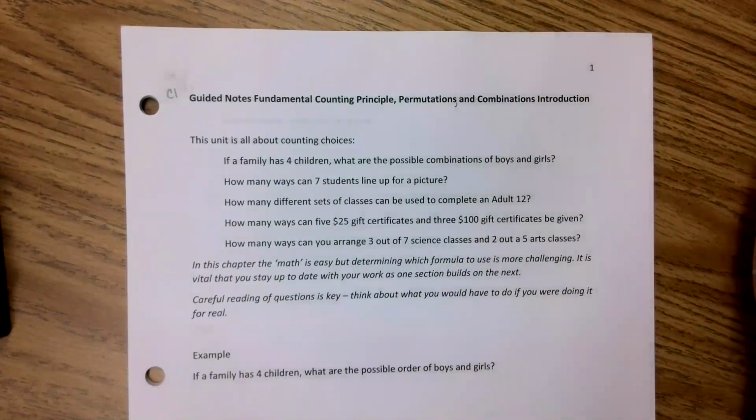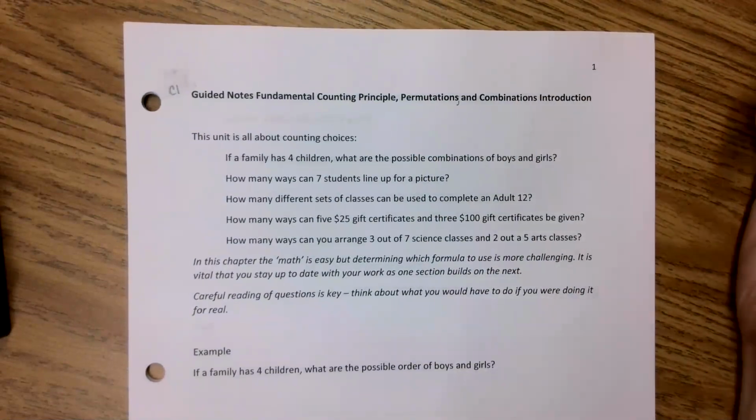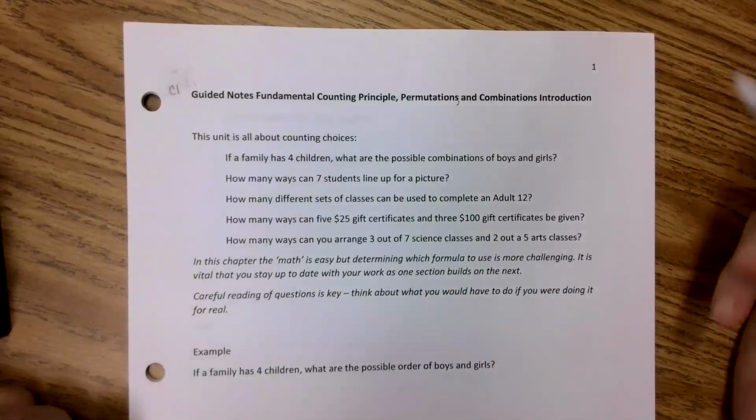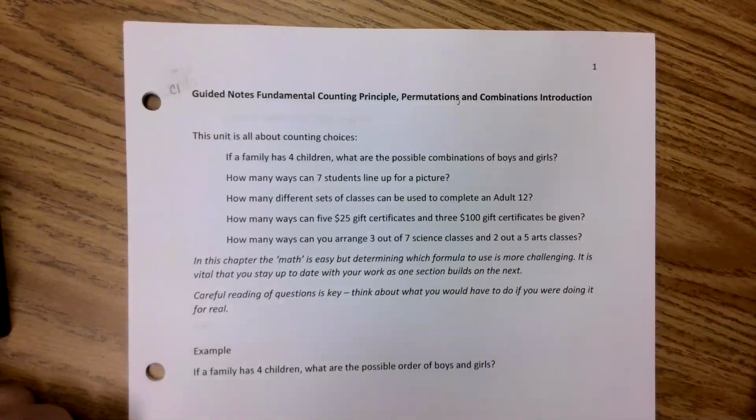A family has 4 children. What is the combinations of boys and girls? How many different ways can 7 students line up for a picture? How many different sets of classes can you complete an adult 12 with? How many ways can 5 $25 gift certificates and 3 $100 gift certificates be given out to a group of 20 people? I'm just making up the questions as we go. And the last one: how many ways can you arrange 3 out of 7 science classes and 2 out of 5 art classes?